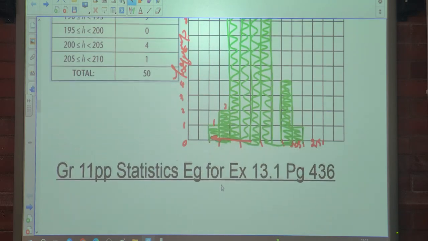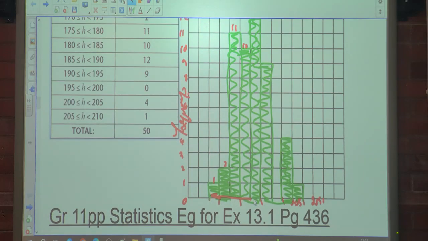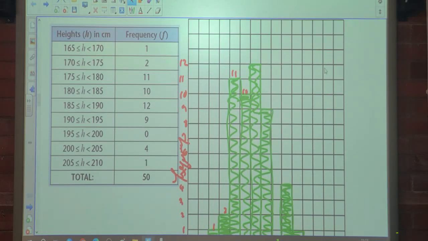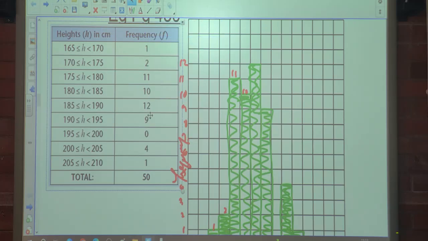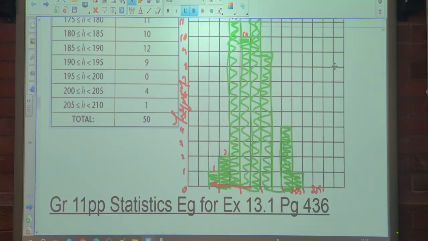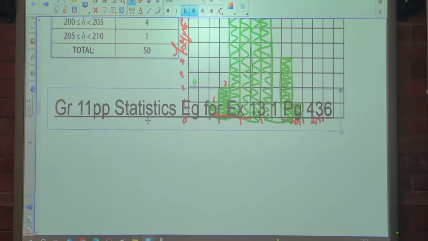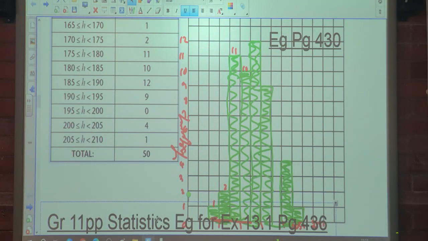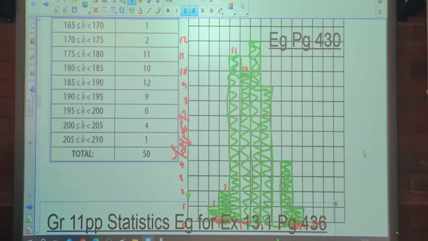Okay, so what happens is the frequency polygon is basic. What is a polygon? Geometric shape, yes. What else do we know about the polygon? It's an enclosed figure, not so? It's made up of lines.